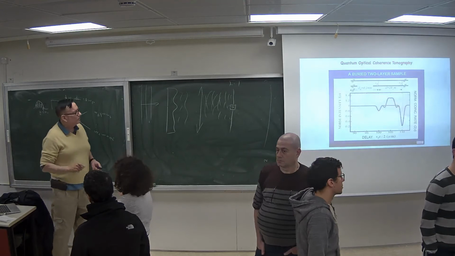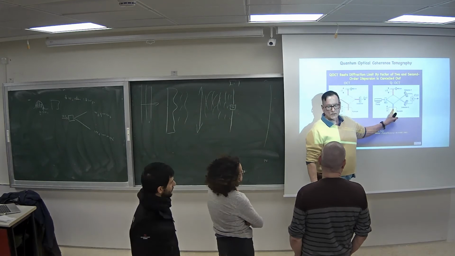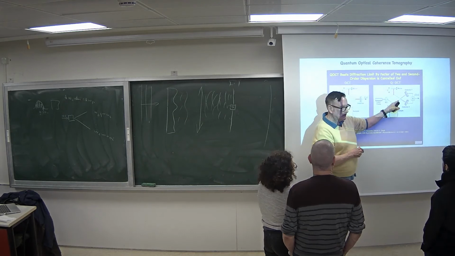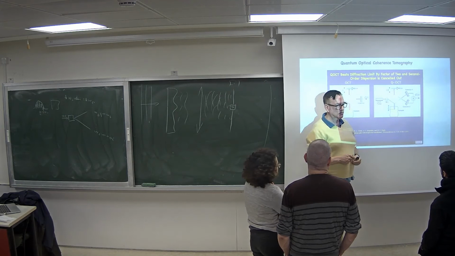Notice this shows blue and this shows red, but really it's slightly red shifted, and it's a superposition. It could be this one is the red and this is the blue, and the actual interference occurs here that gives you the cancellation of the dispersion. It's a tricky calculation to do.